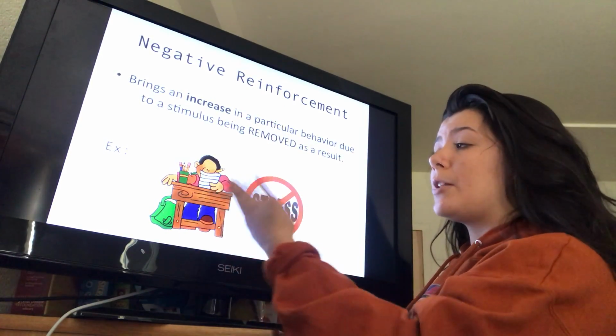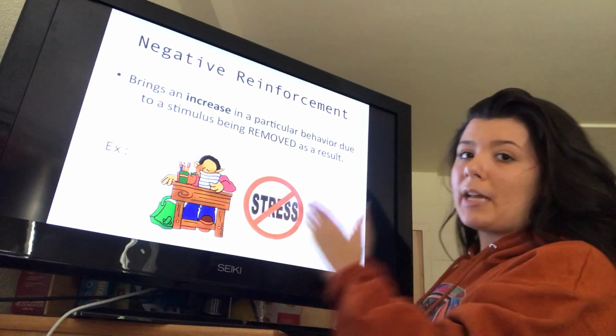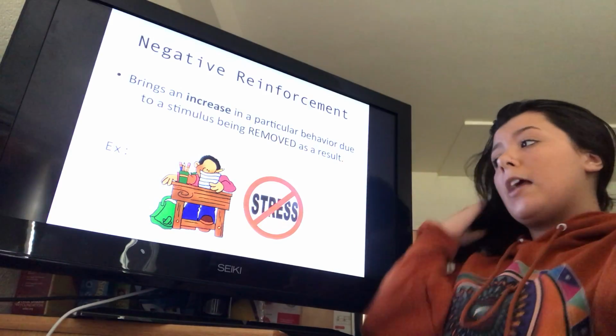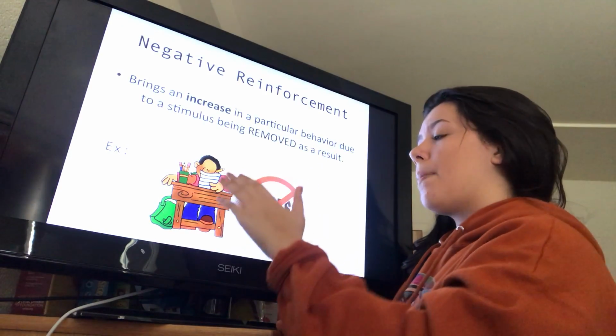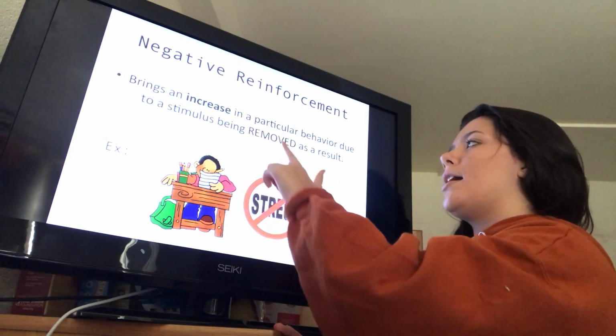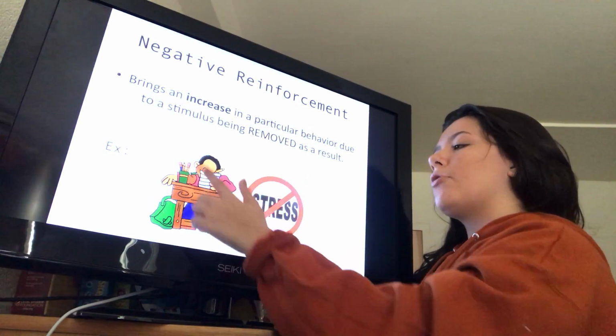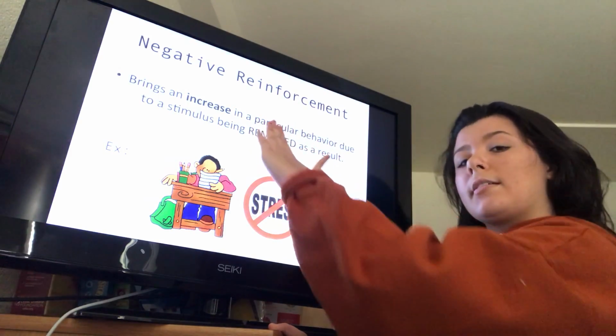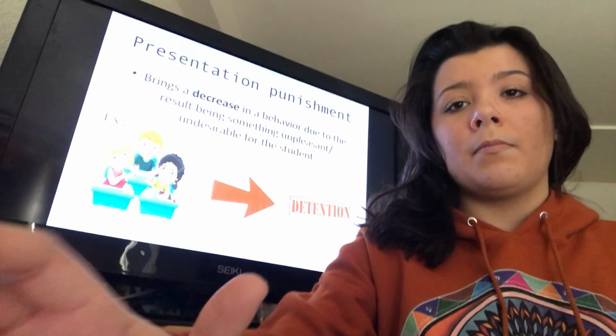and also encourages the students to start the assignment sooner because stress will be eliminated, and in turn they will probably receive a better grade than they would if they started the assignment the night before it was due. So with the removal of stress, because a stimulus is being removed, it increases the behavior of the student starting the assignment sooner. It's an example of negative reinforcement.